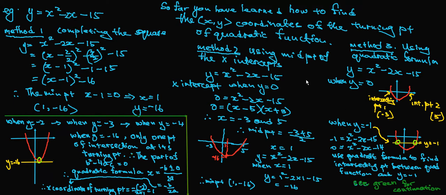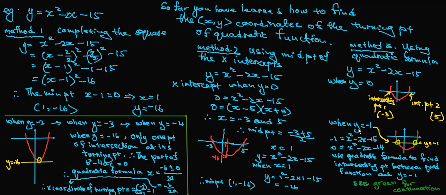Okay, now I'm going to introduce the third method using the quadratic formula. Now using the same quadratic function, we will put y equal to 0. Basically, you are intersecting the quadratic graph with y equal to 0, which is the x-axis. Okay, now this is the same answer as from finding the x-intercept. Now let's proceed with this.